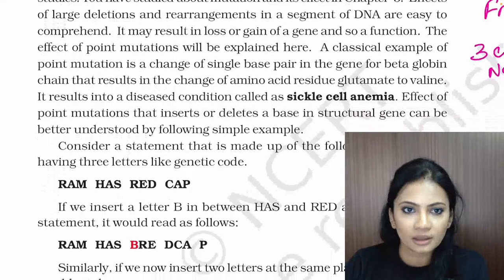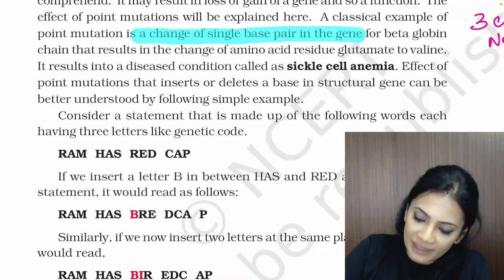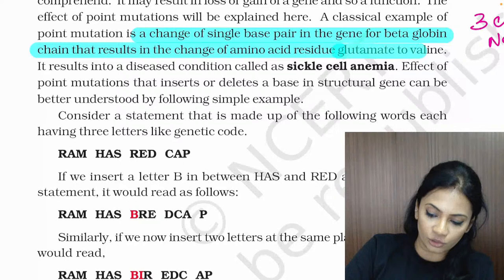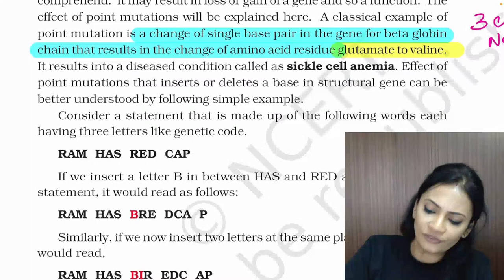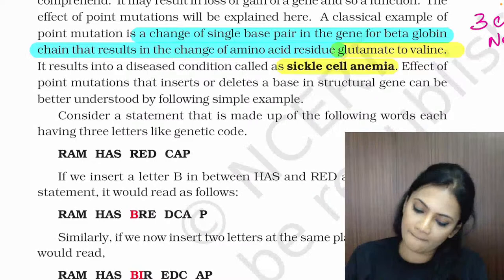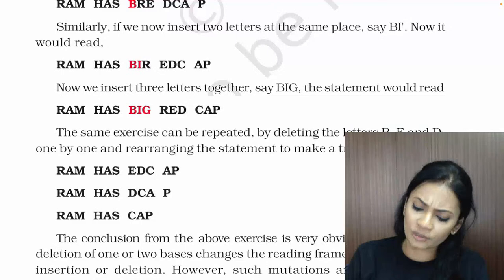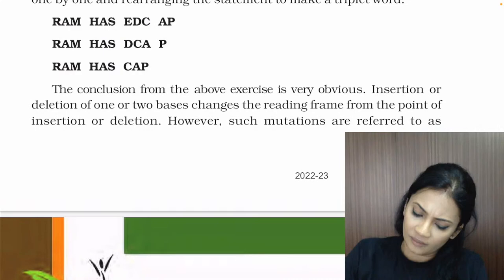Okay, so if there is a change of single base pair in gene for beta globin chain, it results in the change of amino acid residue. What is the change in the amino acid residue? Glutamate to valine results in sickle cell anemia. Fine. This is all easy, clear. It can also be deleting. This is clear, easy.